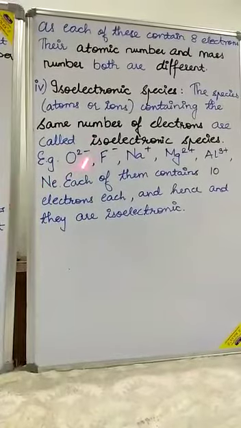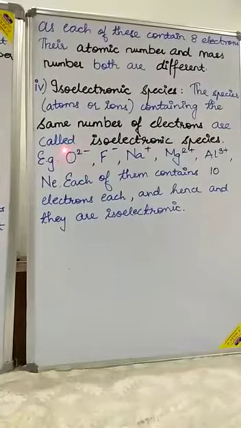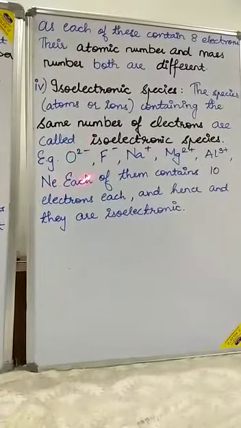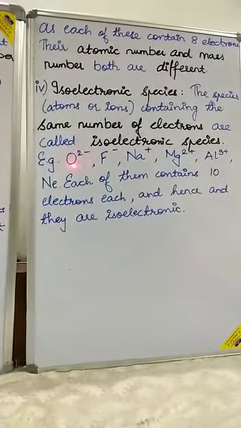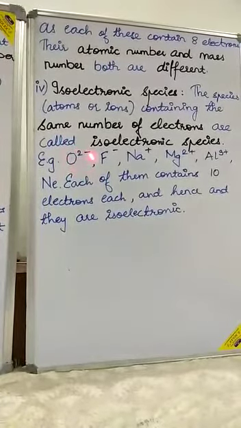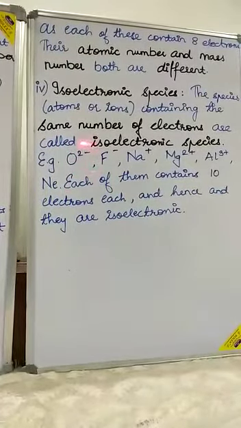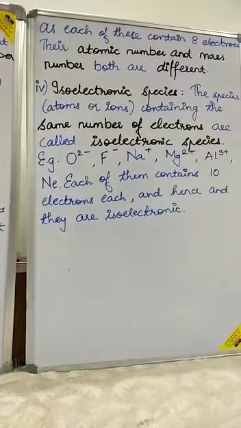Just a minute, one correction. The atomic number of oxygen is 8. Number of valence electrons, I said 6. So the atomic number of oxygen is 8. Number of protons is 8. When it forms the oxide anion, the configuration becomes 2 and 8. That means the total number of electrons becomes 10.